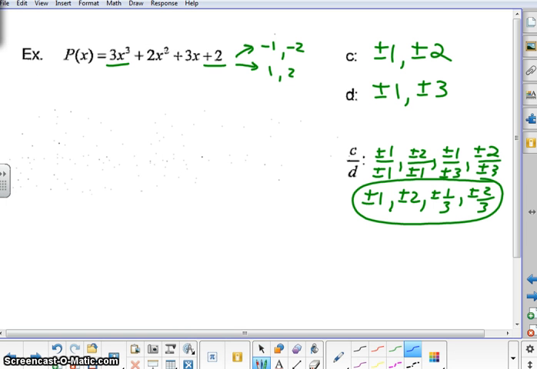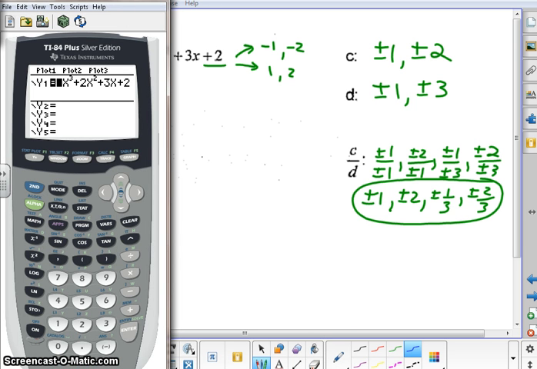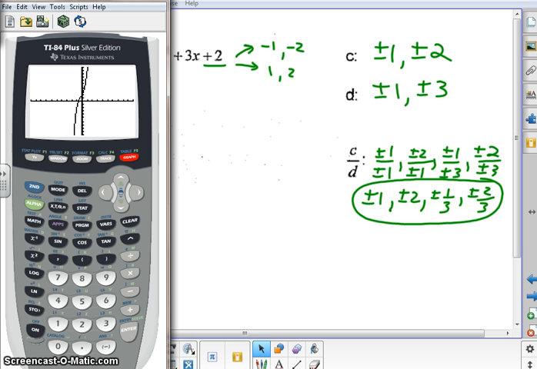Okay, so once you have it in your calculator, it should look like this. And if you look at the graph, it's going to look like this. Get rid of that. It's going to look like this. And you'll notice it only crosses one time, and we have a whole bunch of rational roots. That doesn't mean we're going to use them all. It just means that this is like a number bank for ones that could be possible.